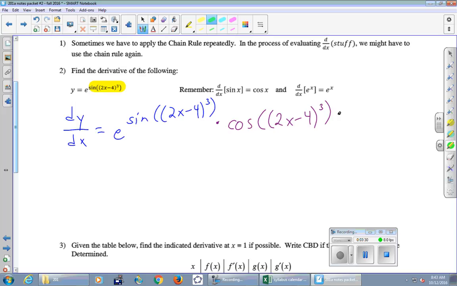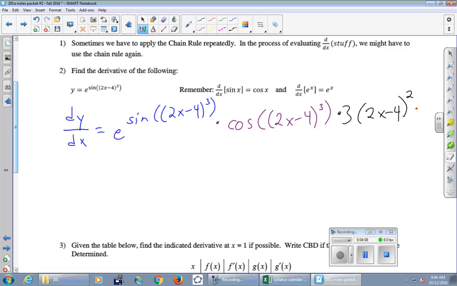What's the stuff now? Is this (2x minus 4) cubed? That is what I want the derivative of now. That's what we're waiting for. And primarily, to take the derivative of (2x minus 4) cubed, I need to think of the power rule. That is some stuff to the third power. And so what's the derivative of stuff to the third? 3 times (2x minus 4), right? Copy the stuff. New power is squared. And then times the derivative of the stuff.